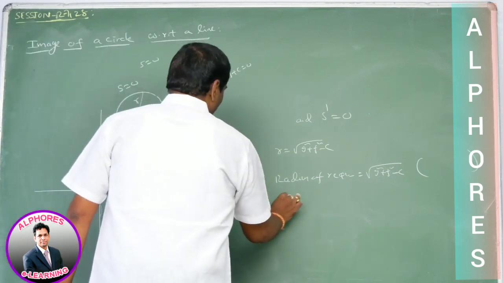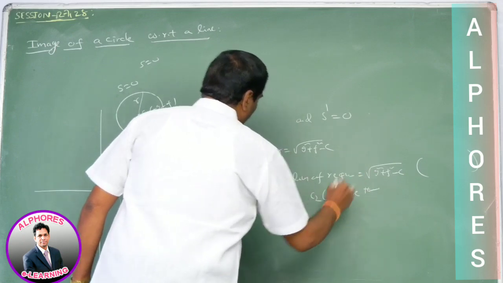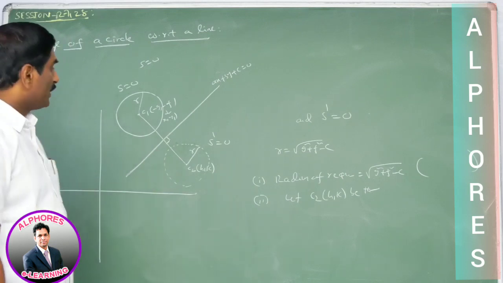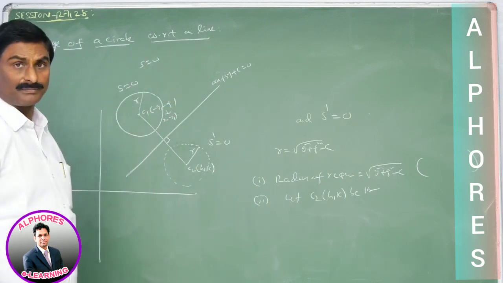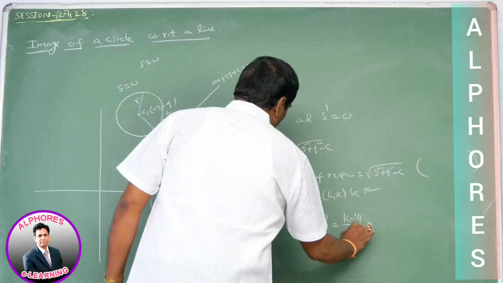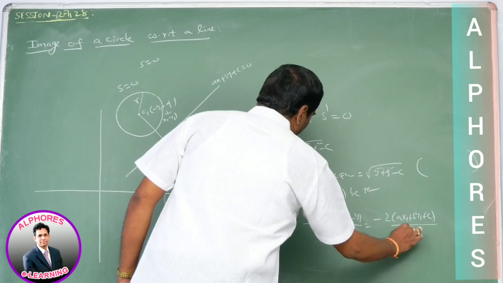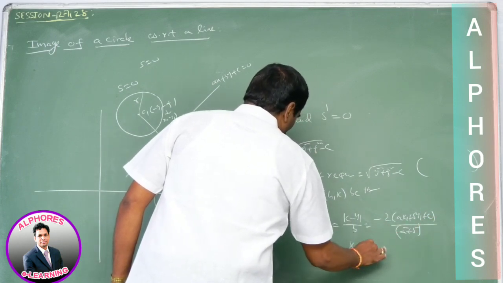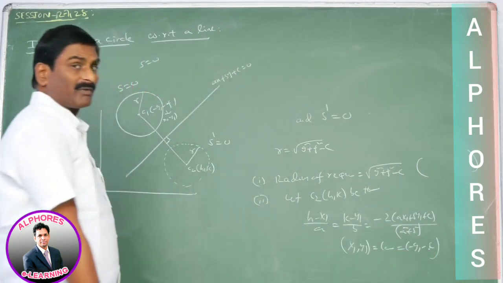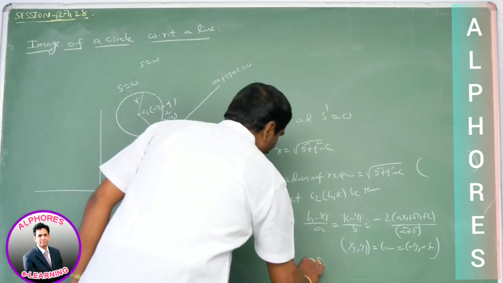Second one, let C2 is equal to h comma k be the center of the required circle. It is nothing but the image of C1 with respect to the given line. That means (h minus x1) by a is equal to (k minus y1) by b is equal to minus 2 of (ax1 plus by1 plus c) by (a square plus b square). Here x1 comma y1 is the center of the given circle, that is equal to minus g comma minus f. By using this, we find h comma k.